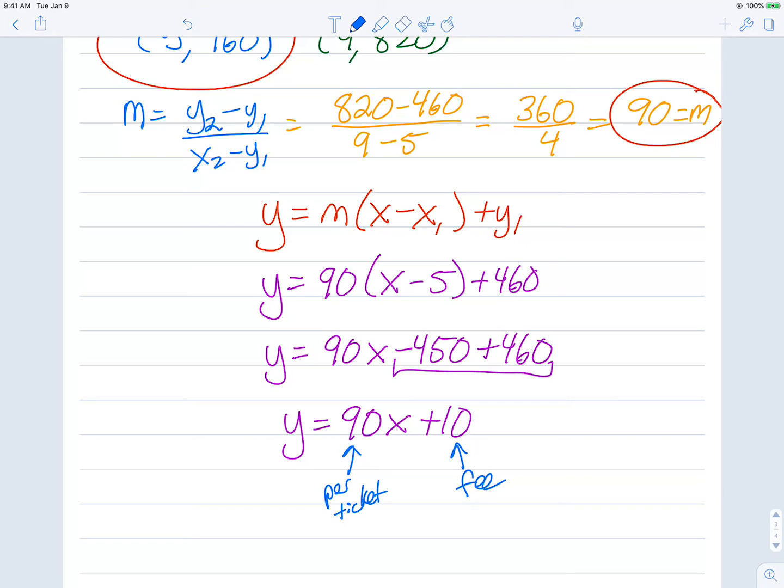Now again, we could continue on and find some information about this, like let's just say we wanted to have 10 friends. We now have an equation that we can use to find additional information.